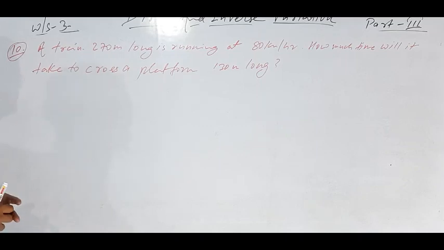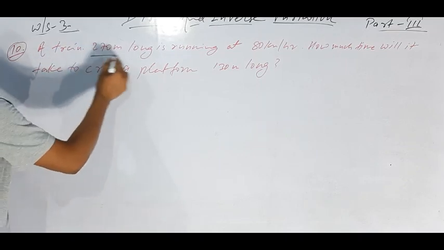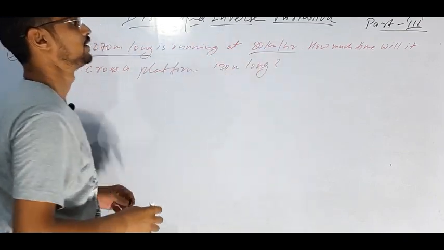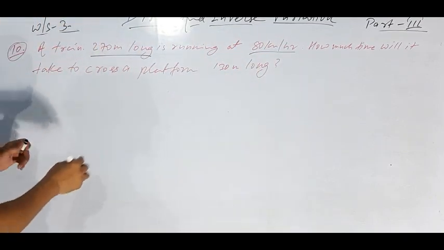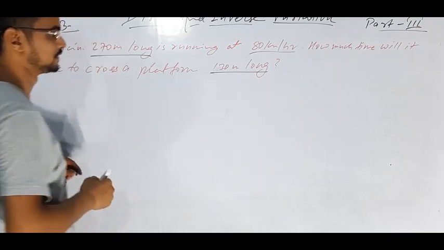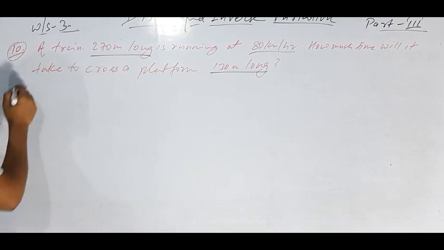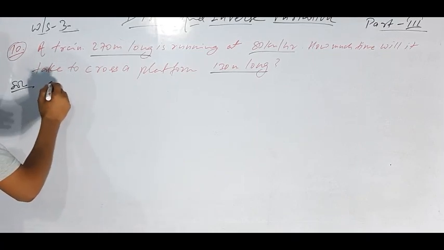Here our next question is that a train 270 meter long is running at 80 kilometer per hour. How much time will it take to cross a platform 130 meter long? It is the same question as we have discussed previously. Now here the speed of the train is in kilometer per hour, so it will first be converted into meter per second.